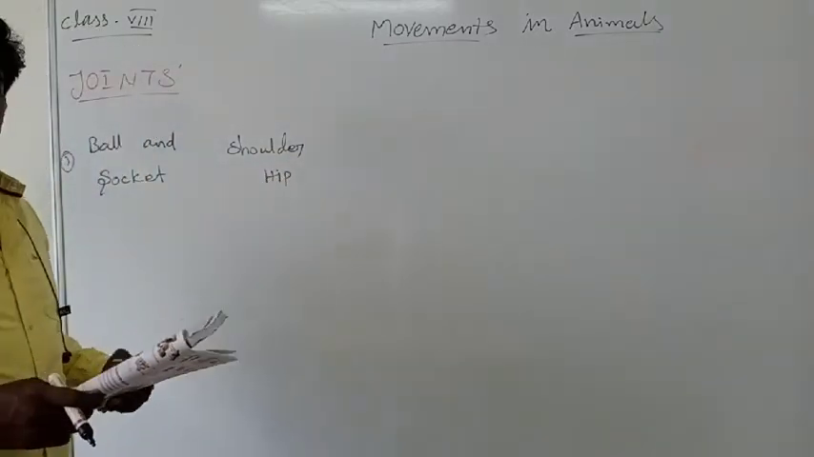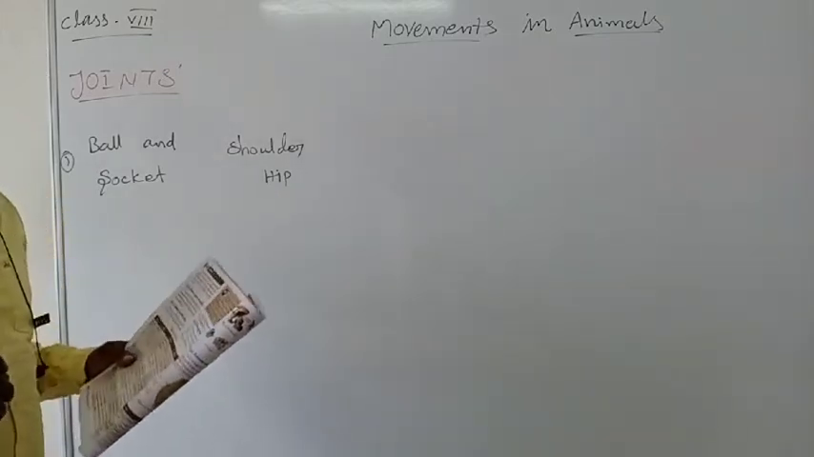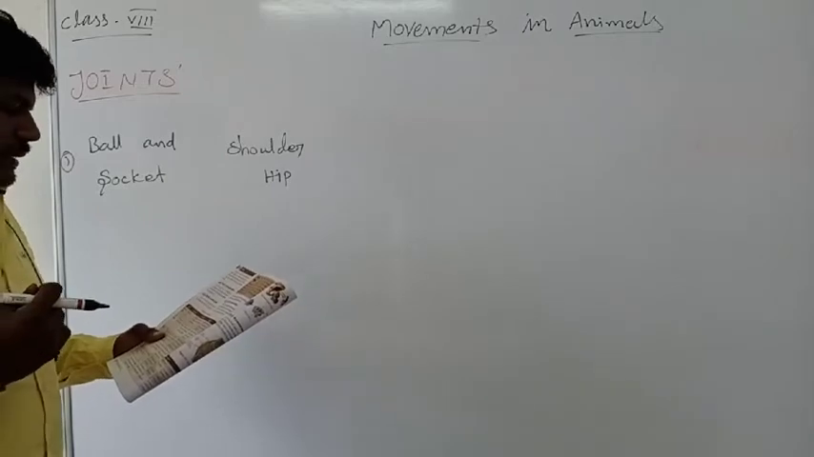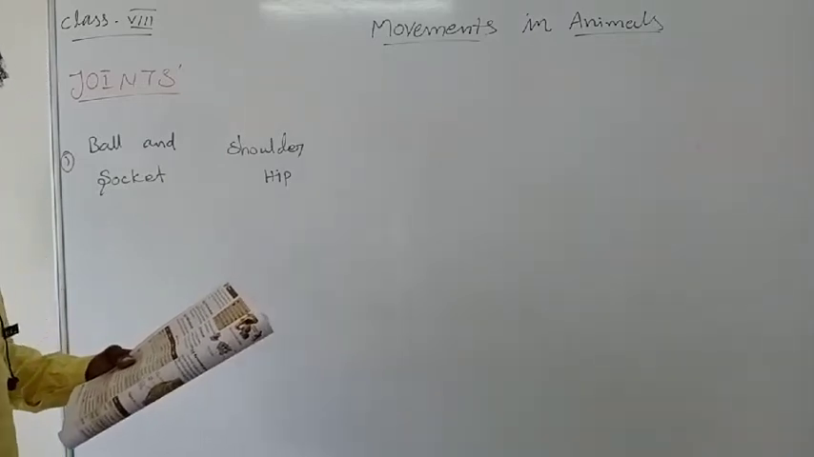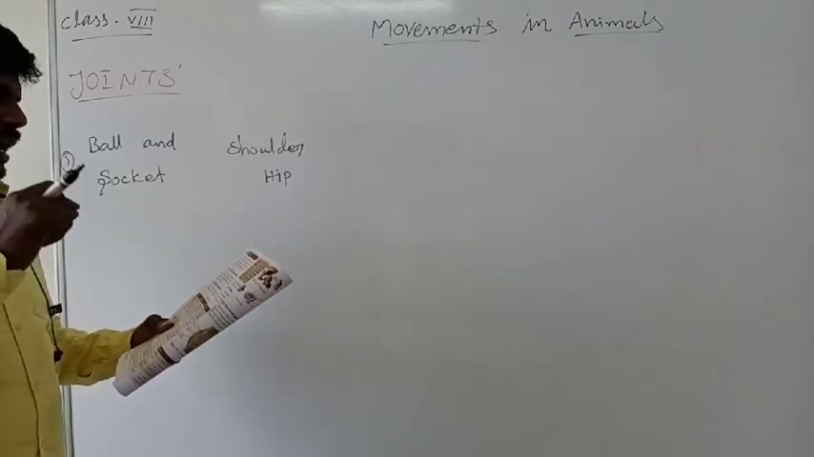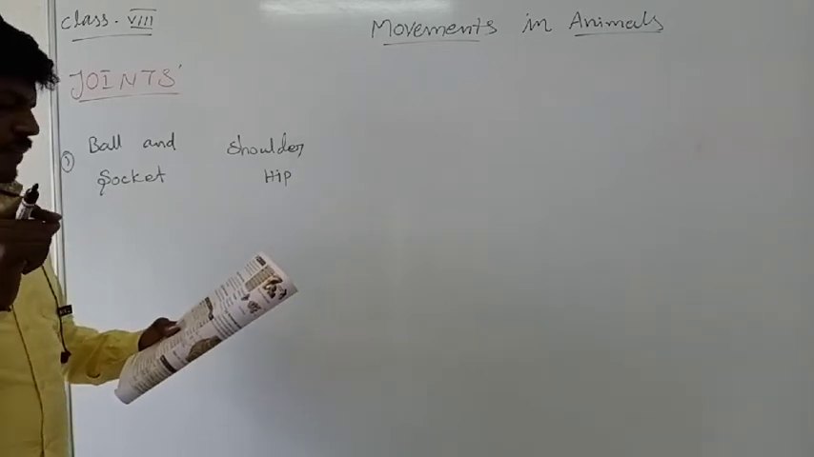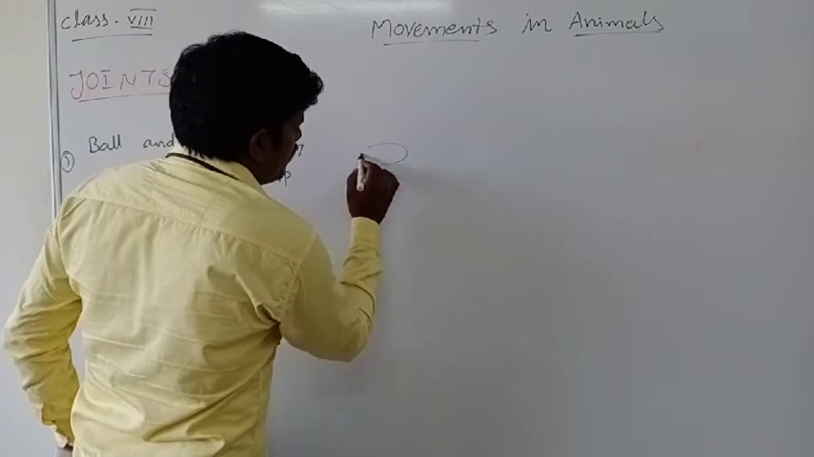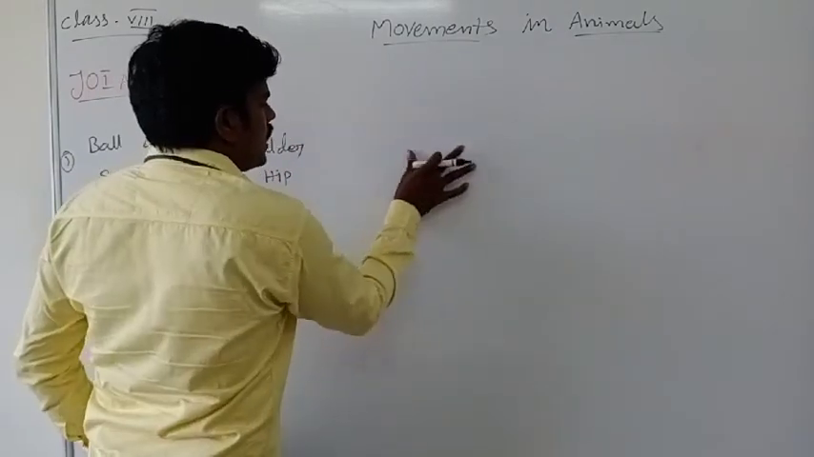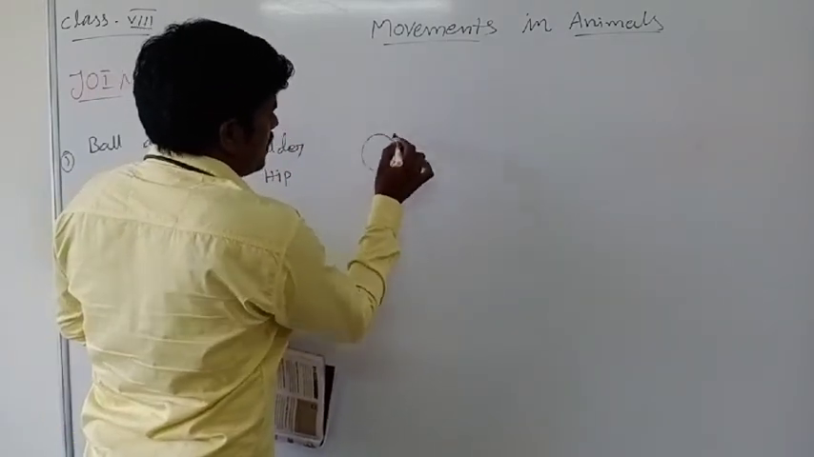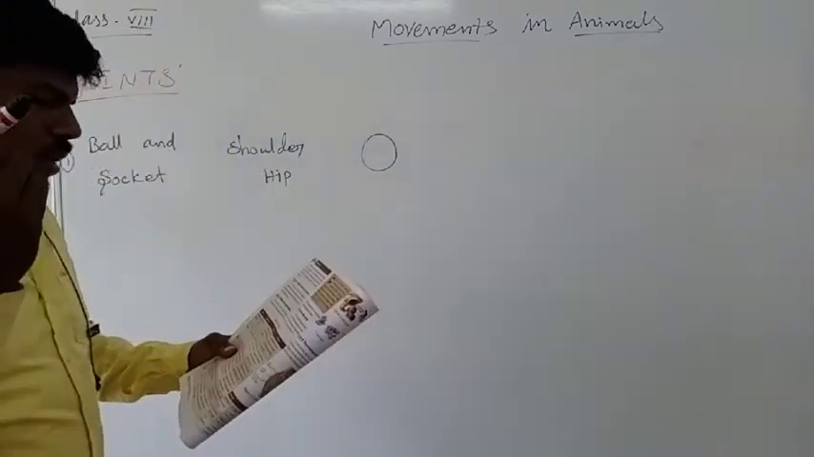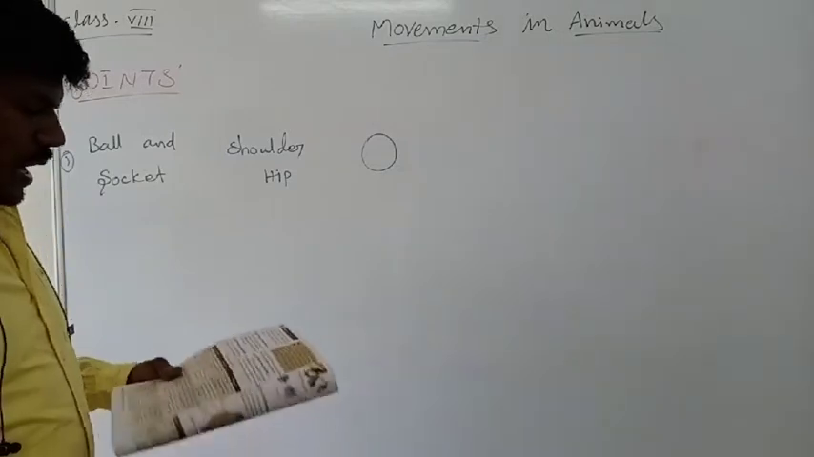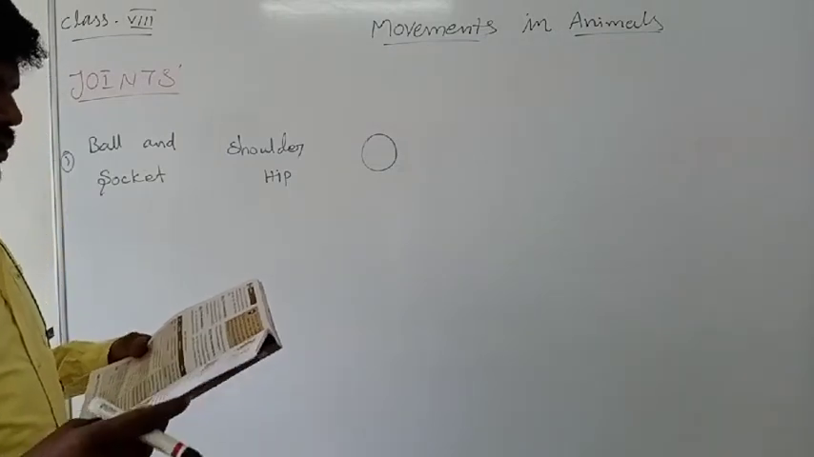The description and the mobility. Description means how they look, what structure they are located in. See, a ball-shaped end of one bone articulates with a cup-like support of an adjacent bone. That means the ball shape is present in one bone. Ball-shaped, that means you are drawing like this. The ball shape is present in one bone, and one more bone articulates with a cup-like structure. How does the cup-like structure look?